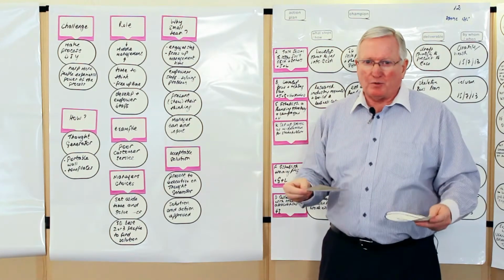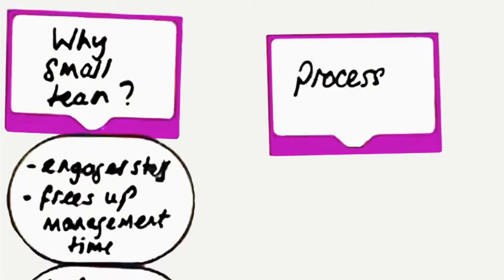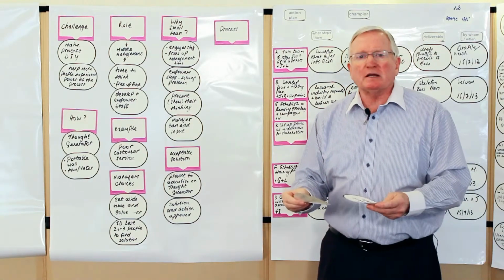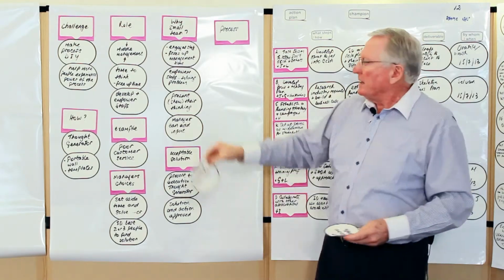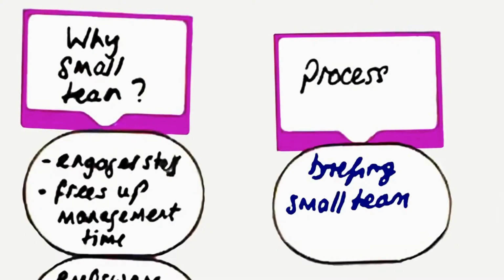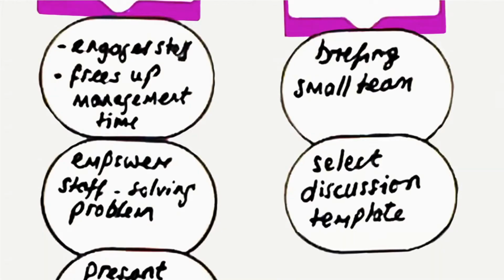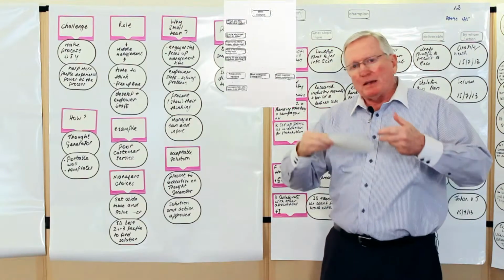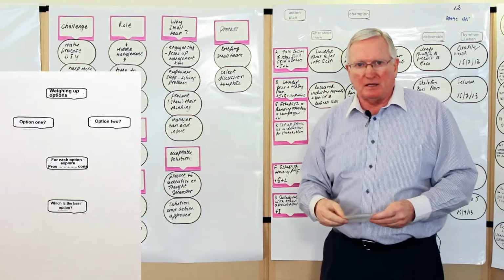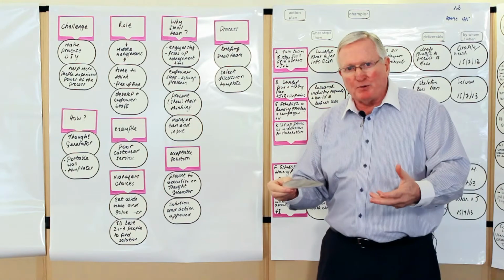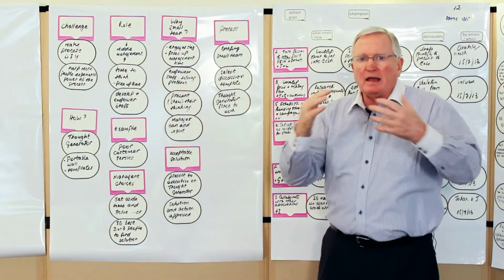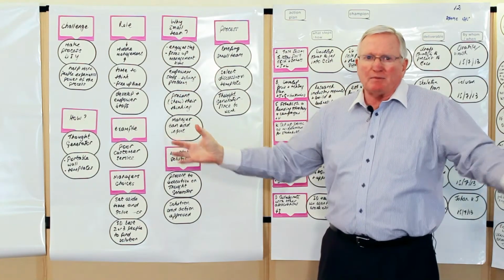We need to be clear about what we're trying to achieve. And really the process is, firstly, to brief that small team. You can't just say to them, go and solve the problem. You have to give them a briefing. And part of the briefing is selecting some form of discussion template, like a gap analysis, like a process mapping, whatever it is. Pick the template, guide them through how the template would work, and then allocate the thought generator, tell them to go into the canteen or the cafeteria or somewhere and tackle the problem and come back in 2 days' time and present.